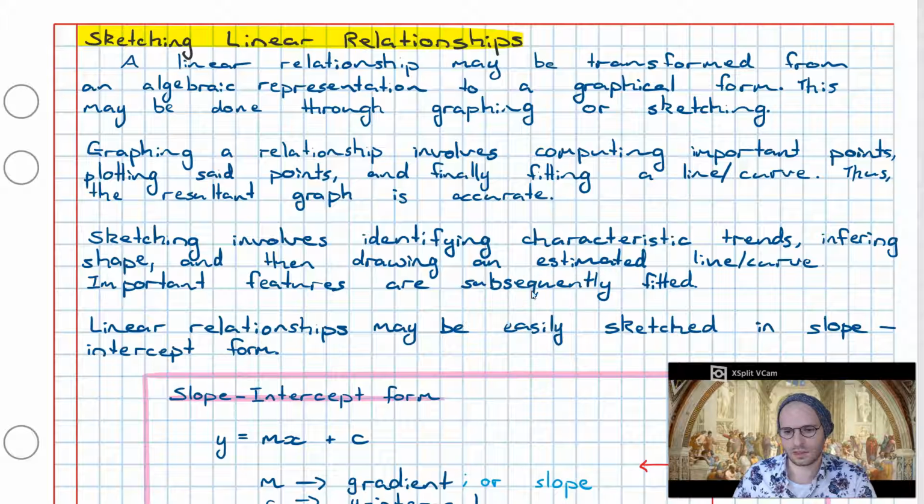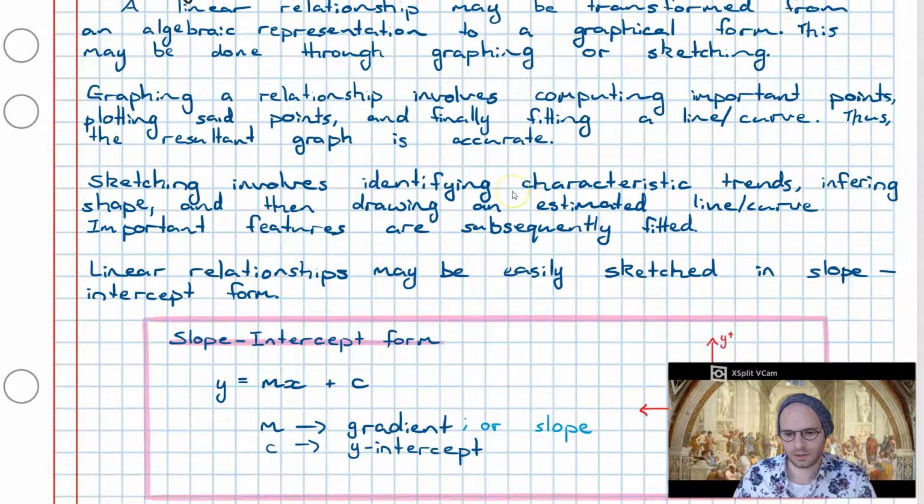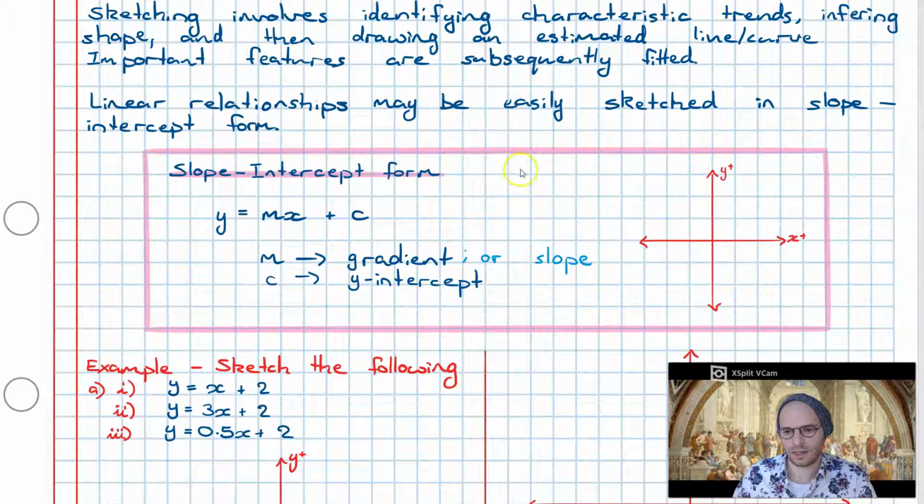Now this is similar to the idea of graphing a linear relationship, however sketching has some slightly different end goals that I'll explain later. We can go about sketching a linear relationship when we arrange our algebraic representation in something called slope-intercept form. This is characterized by the equation y equals mx plus c. x and y being our coordinates on our Cartesian plane, and m and c representing the gradient or slope and the y-intercept respectively.